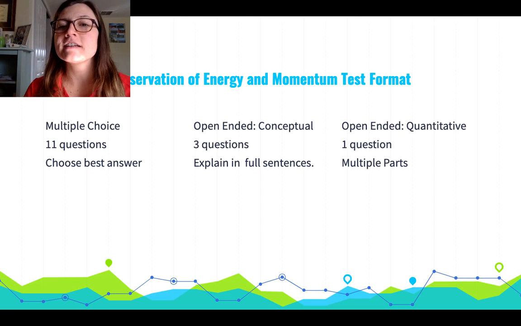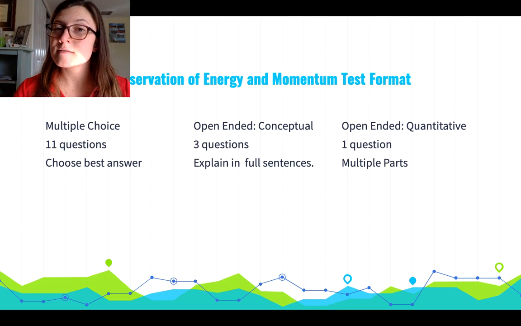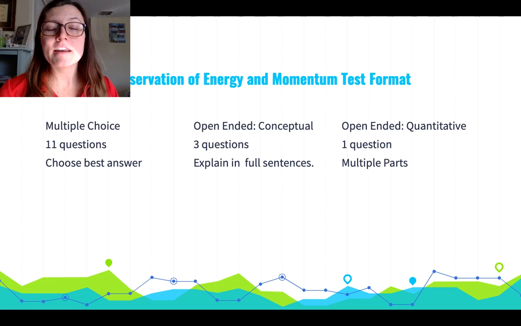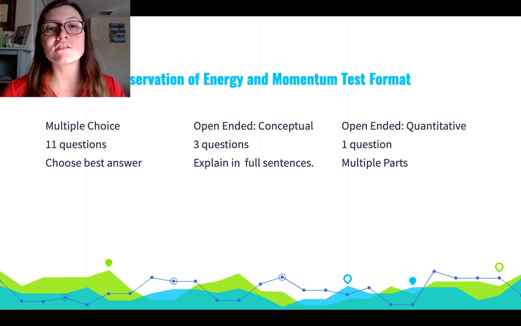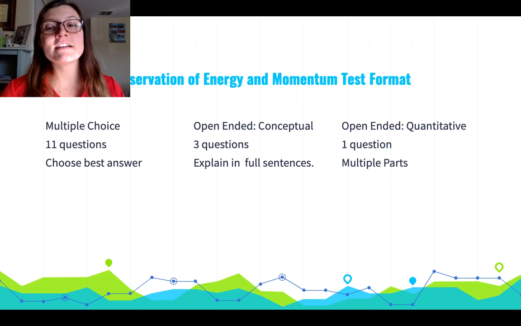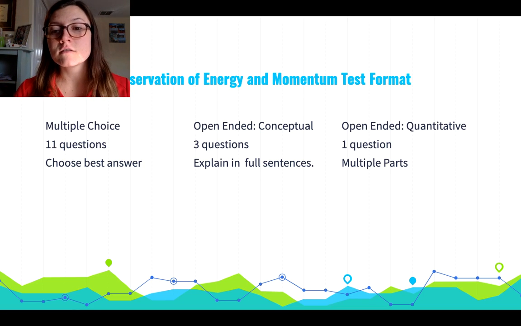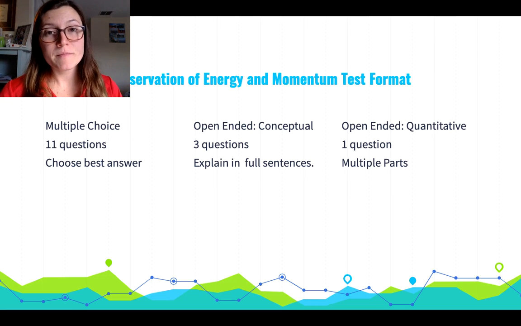For your open-ended, there will be 3 conceptual questions. Again, they're based on your DNOws and the study guide. You will explain in full sentences, so you will answer those 3 conceptual questions in full sentences. These directions will also be on your test. Your open-ended which is mathematical is 1 question. It has multiple parts so that I can give partial credit.